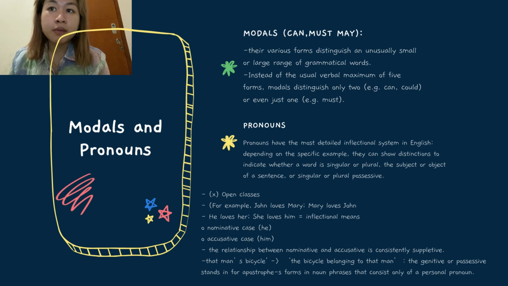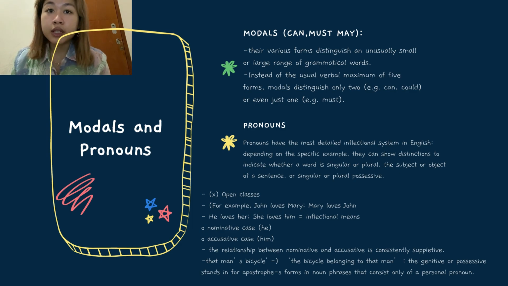Depending on the specific example, they can show distinctions to indicate whether a word is singular or plural, the subject or object of a sentence, and possessive. Now, for the example here, we have John loves Mary, Mary loves John, or he loves her, she loves him. For the inflectional means, the nominative case is he, and the accusative case is him. The relationship between nominative and accusative is consistently suppletive.